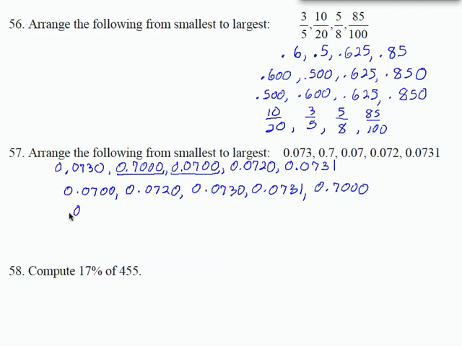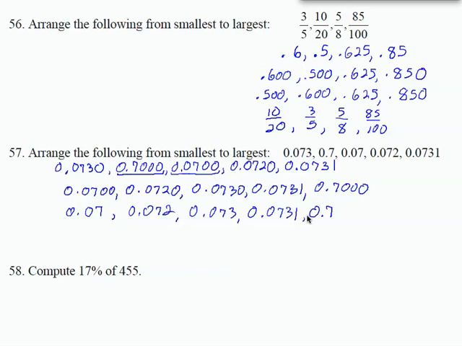So this one was 0.07. I'm sorry. No, that's correct. That's that one right there. And then 0.072, then 0.073, then 0.0731, and last but not least, 0.7. So a lot of these look very similar.